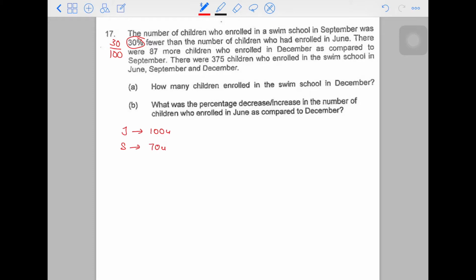So this is how you need to practice to understand. You're making it easier instead of just keep looking at the 30%. There's nothing to do with the 30 here, you see. Alright, okay. So let's continue.